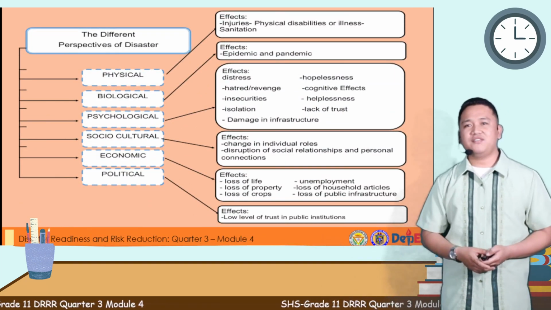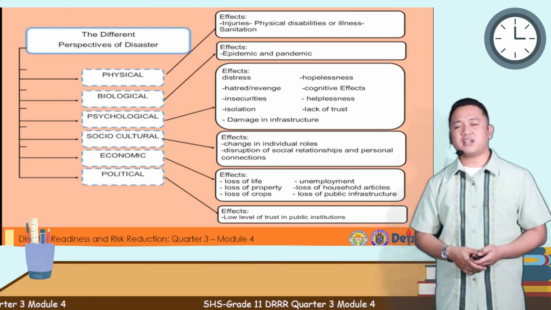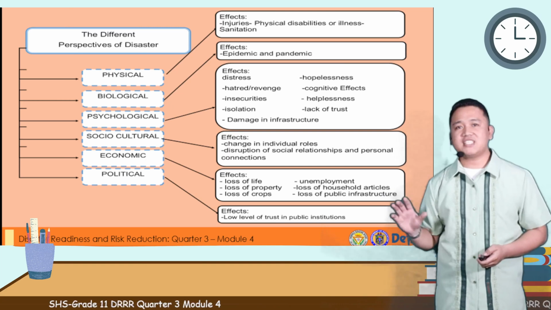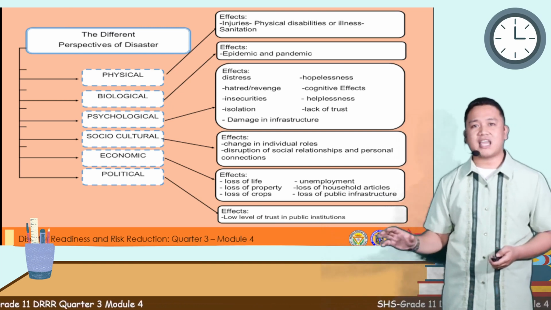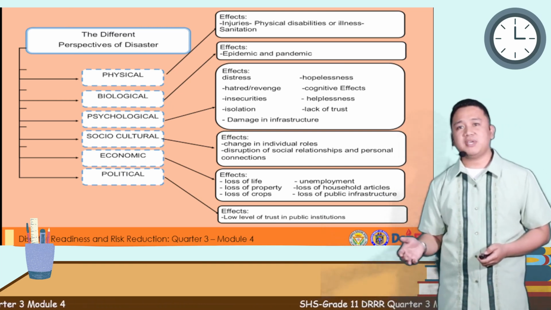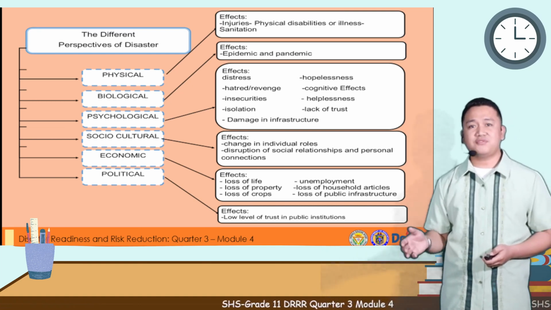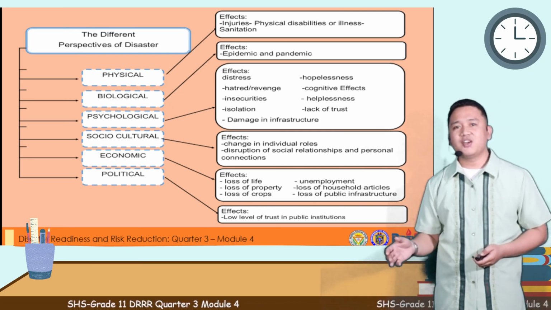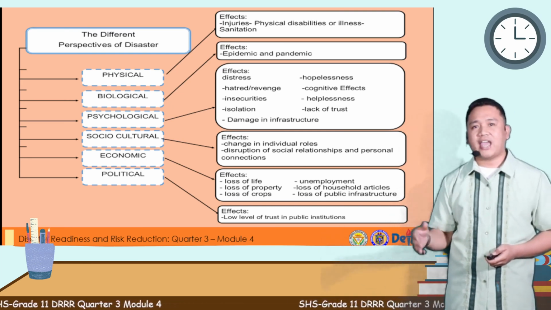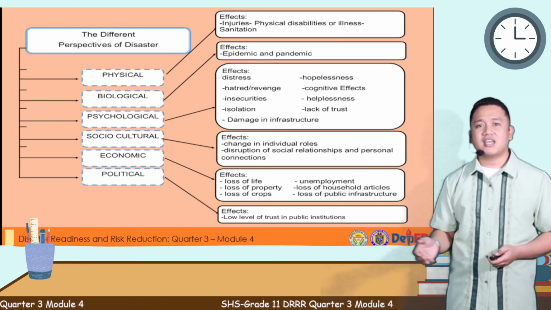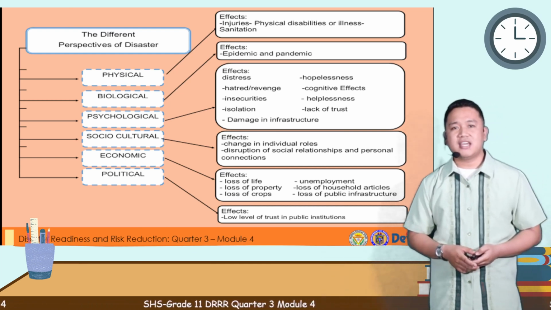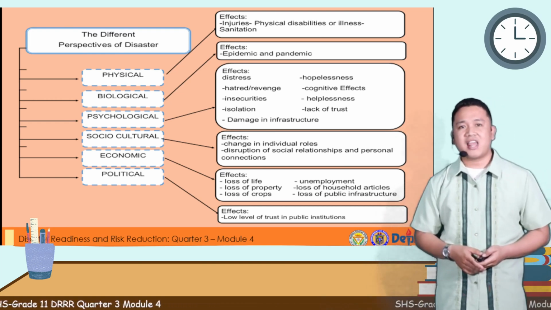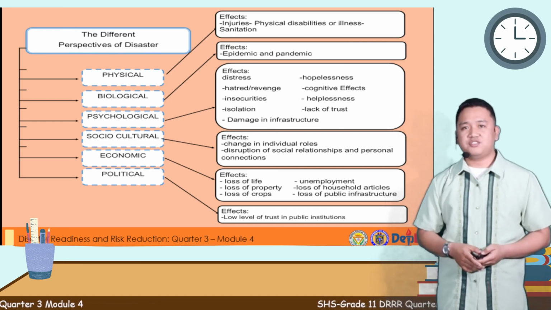Okay, so you have there on your screen the different perspectives. If your answer in physical, we have the injuries, we have the physical disabilities or illness, and we have sanitation. Next would be the biological. We have the pandemic and we have the epidemic. In psychological, we have its effects: hatred, revenge, insecurities, isolation, damage in infrastructure, hopelessness, cognitive effects, helplessness, lack of trust.